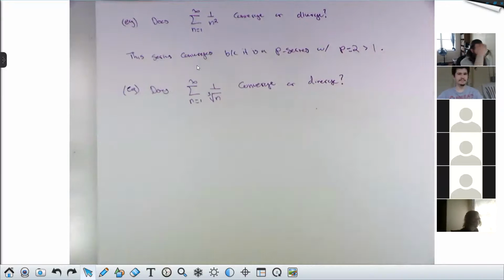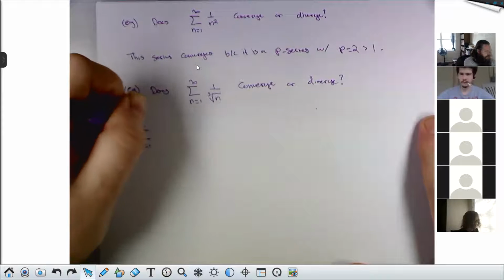How about this guy? Sigma n from 1 to infinity, 1 over the cube root of n. Does that guy converge or diverge? Diverge because p is equal to 1/3. Beautiful.